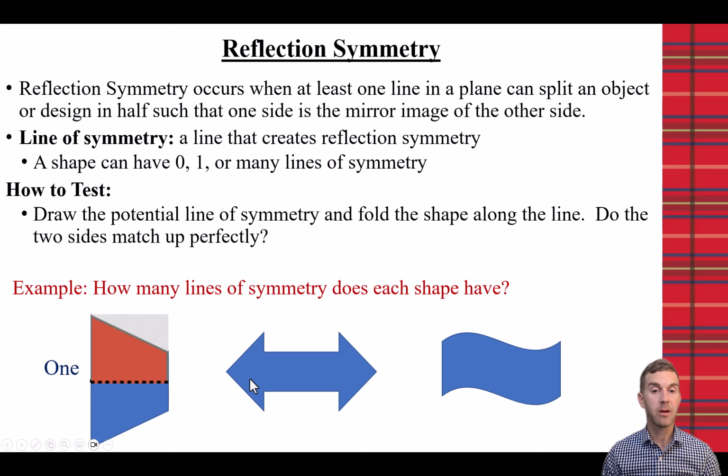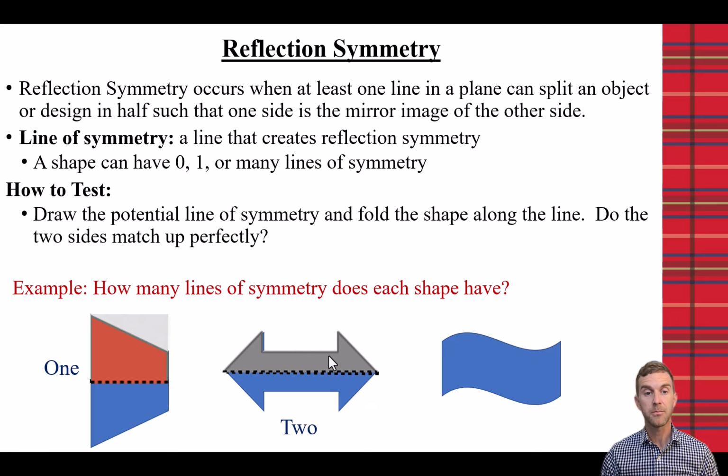When I look at the double arrow, if I go vertically and I take the one half and fold it across the other half, I say yes, they actually line up. Now what if I go horizontally? If I take my bottom side and fold it upward, I say yes, it lines up perfectly. So the double arrow here would have 2 lines of symmetry.